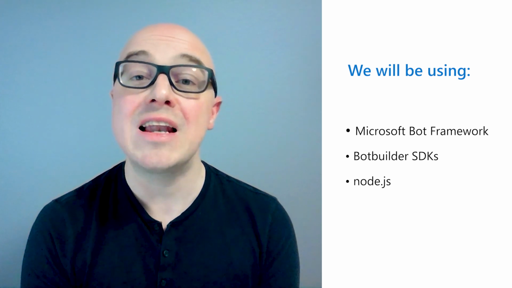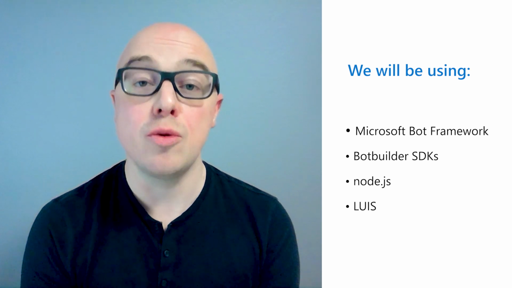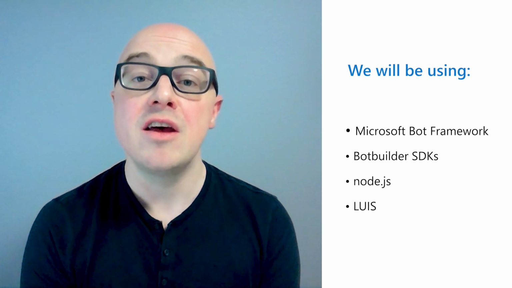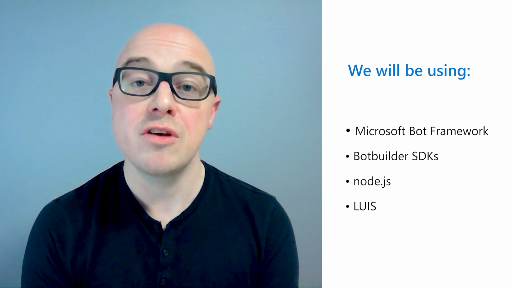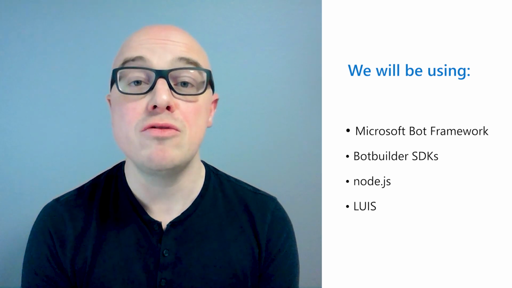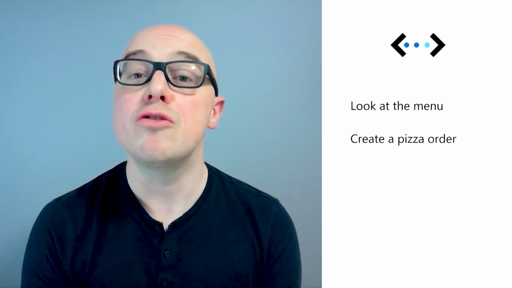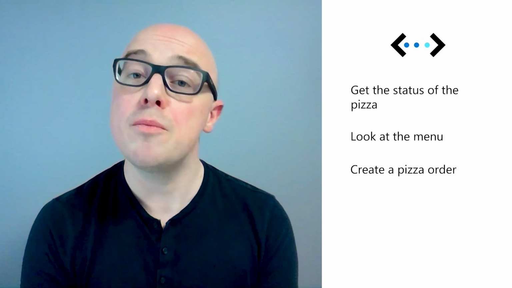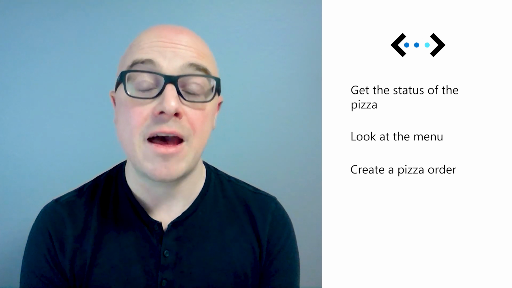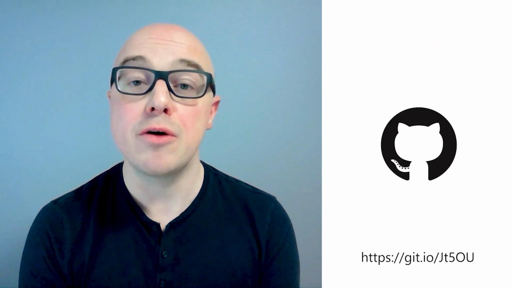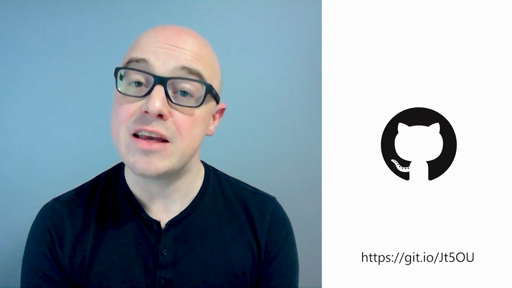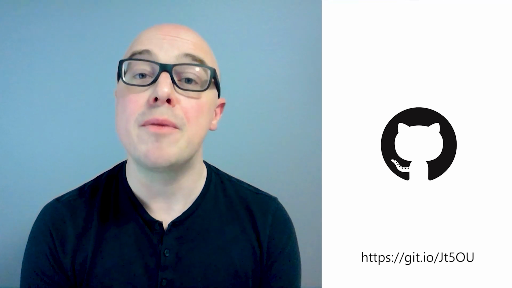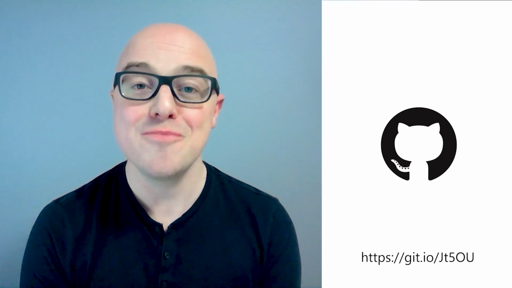We will also be using language understanding, which is called LUIS, and LUIS is our Microsoft service to help you build machine learning models so that whatever phrase the user inputs, the bot will understand whether it is to create a pizza order or to look at the menu or to perhaps get the status of the pizza that they have already ordered. So this example is going to be using Node.js and LUIS, and all the examples are on the repos at GitHub. And so the link to that is also in the description below, but the best way to learn is by doing. So let's get started.